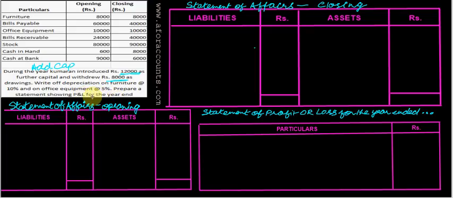Okay, let me start with the opening balance sheet. So on the assets side, furniture. It is the opening statement of affairs. Actually the right word is statement of affairs because the full information is not given to me. Then the bills payable 60,000. Bills payable are my liability, so here they come, 60,000. I will tick what I have written. Office equipment, this will be bills receivable. Office equipment 10,000.